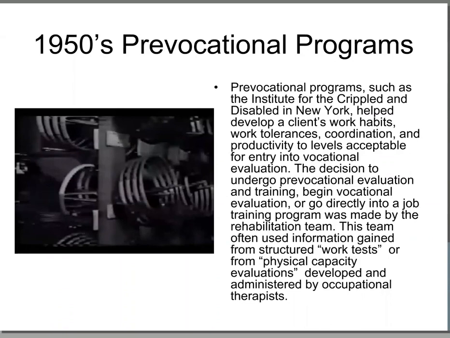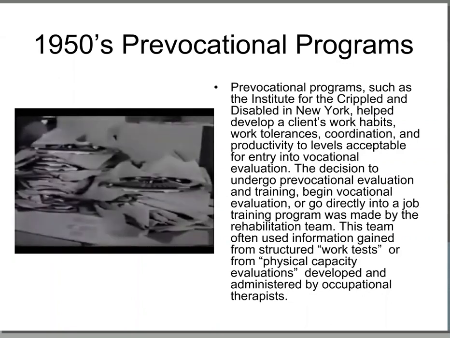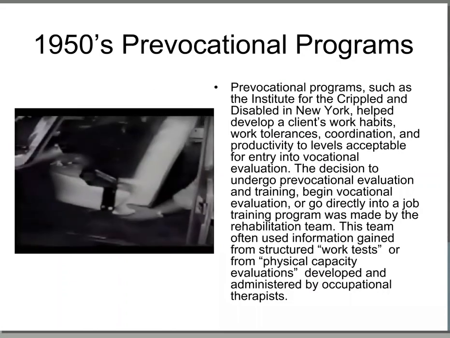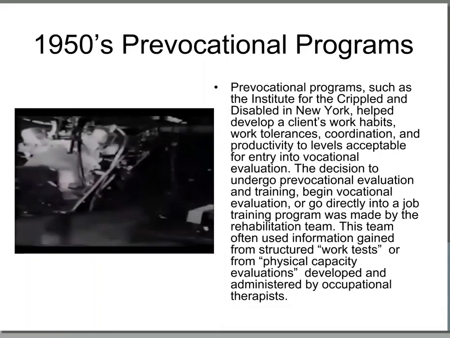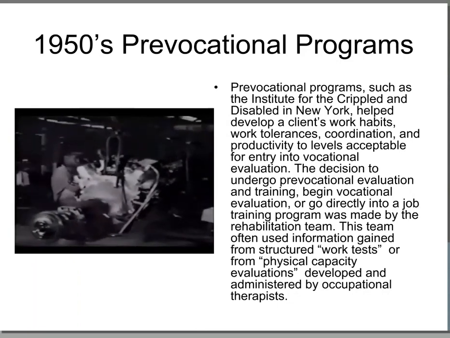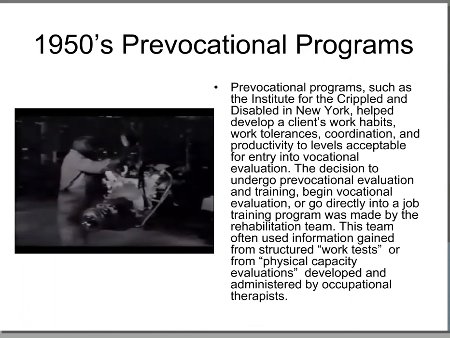Pre-vocational programs such as the Institute for the Crippled and Disabled in New York helped develop a client's work habits, work tolerances, coordination, and productivity to levels acceptable for entry into vocational evaluation. The decision to undergo pre-vocational evaluation and training, begin vocational evaluation, or go directly to job training was made by the rehabilitation team. This team often used information gained from structured work tests or from physical capacity evaluations developed and administered by occupational therapists.